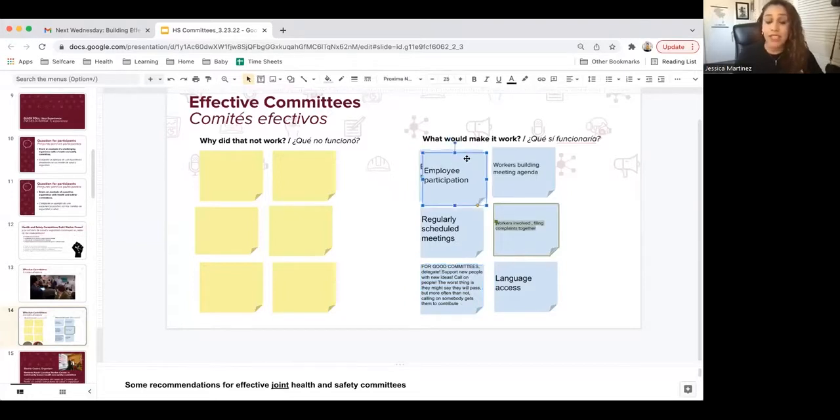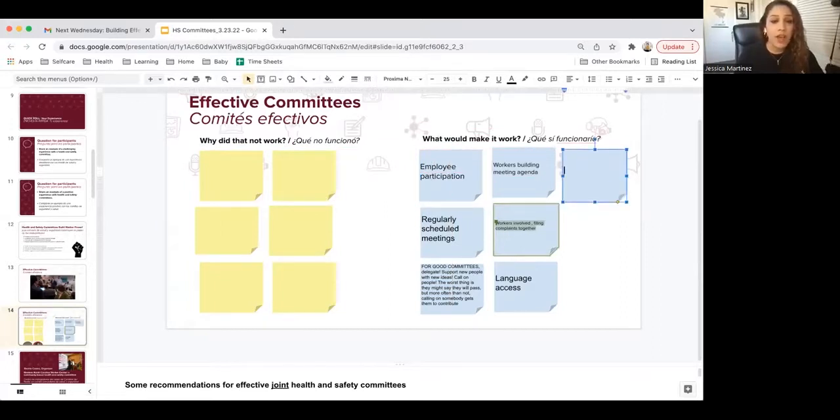And language access. I see here from El Centro de Migrantes, thank you, Julia. The importance, if you have spaces with multilingual workers and so forth, is that you make the meetings also language accessible.